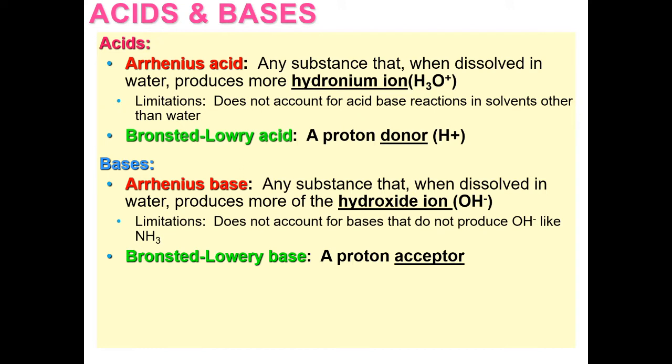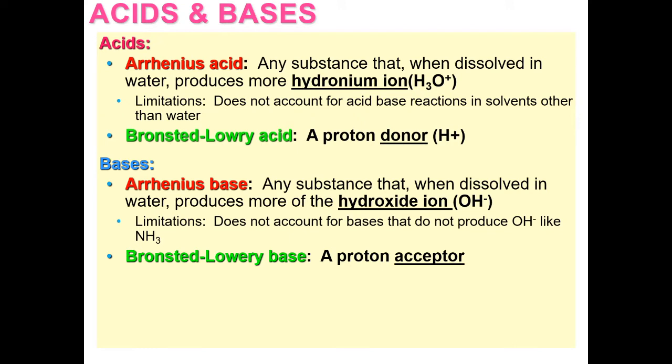The Bronsted-Lowry definition is a little more broad, and it's pretty simple. The acid is known as the proton donor. And when I say proton donor, what I'm actually talking about is a hydrogen ion, an H plus ion. It has a hydrogen that it gives up once dissolved, and that's what makes it a proton donor. So that's the Bronsted-Lowry definition. A little more broad. It doesn't limit you to the solvent of water.